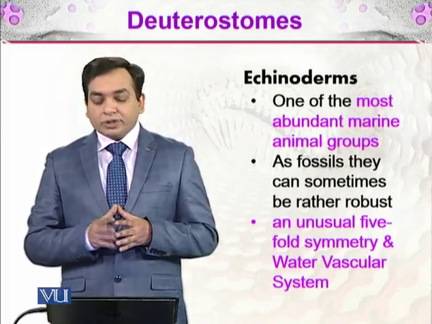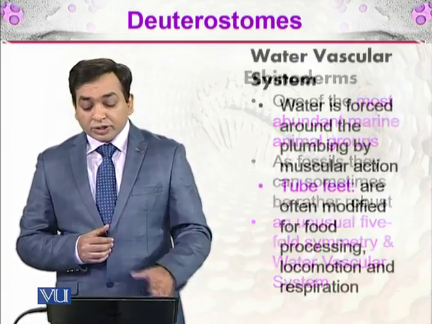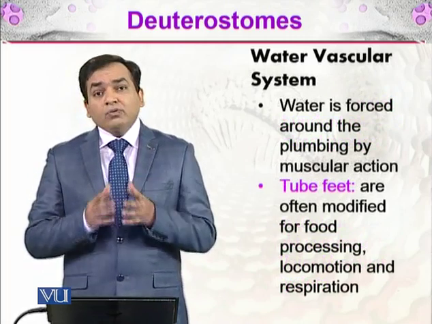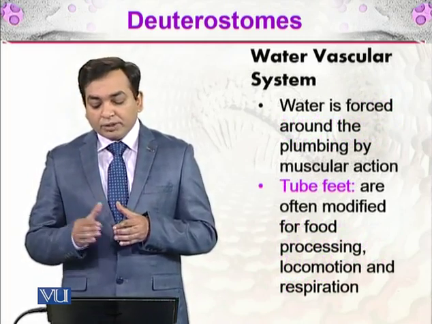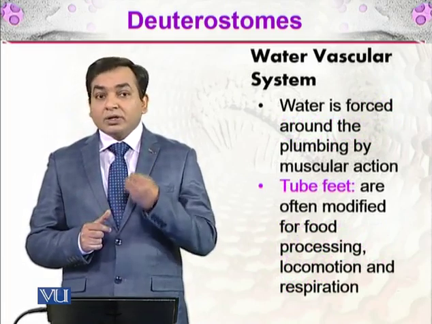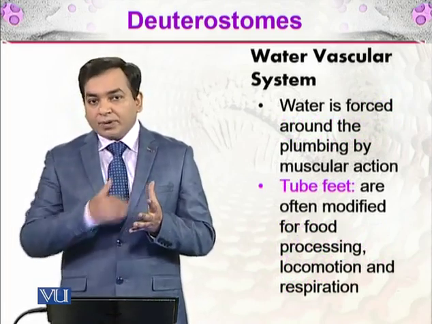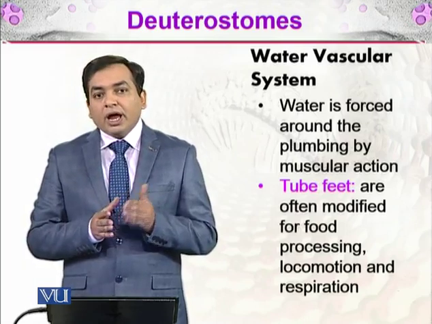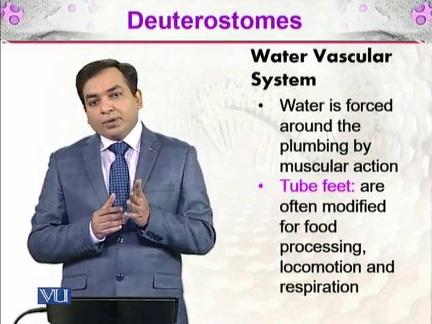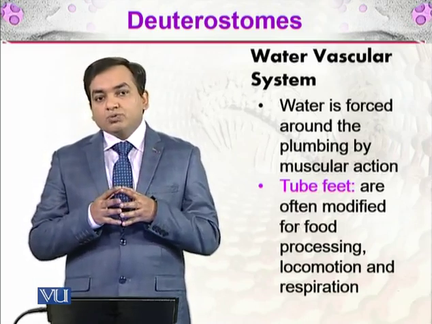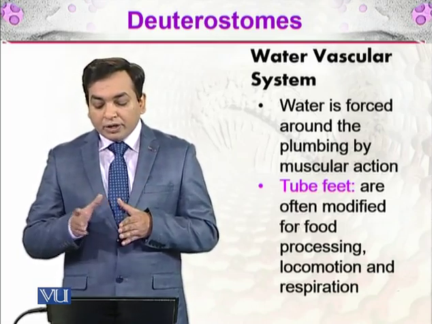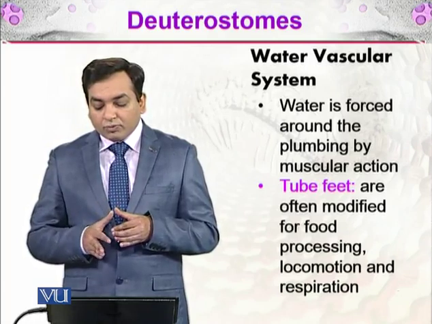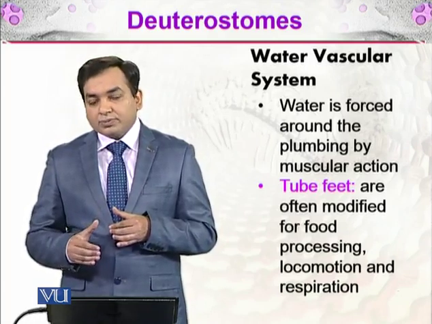And the water vascular system. What is the water vascular system? In the water vascular system, water is forced around the plumbing by muscular action. Plumbing means there are tubes present all around the body, and the water is pumped through them. So what does this water pumping drive? The tube feet. Tube feet are often modified for food processing, locomotion, and respiration.